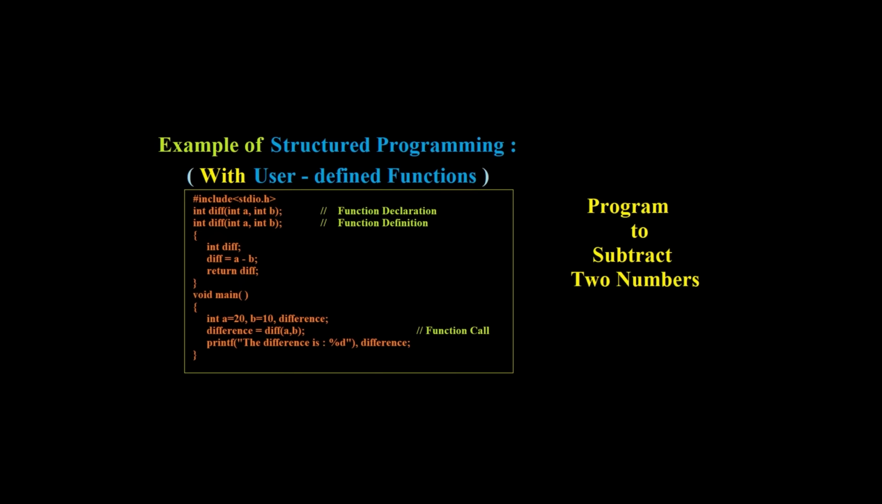This is also a program for the subtraction of two numbers, and when we execute this, we get the output as follows. So when we run it, we get the output. The difference is 10. So these were the two examples of unstructured programming and structured programming, where we don't use and where we do use user-defined functions. I hope you have understood the difference between structured and unstructured programming.